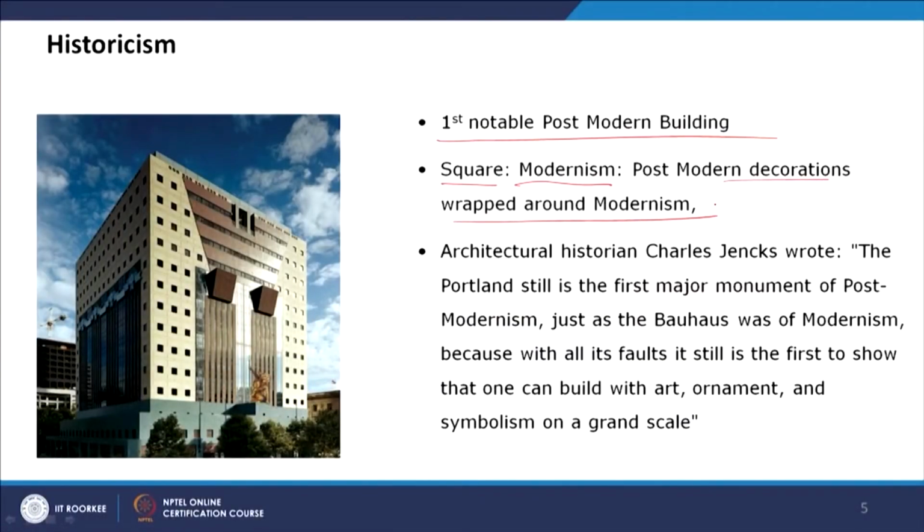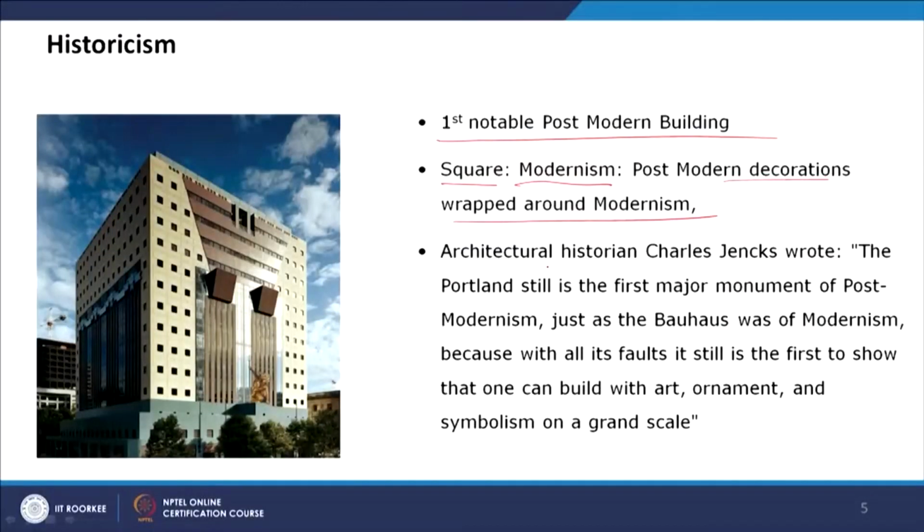This is the early stage of postmodernism, where everything in the building did not evolve as a postmodern building. It is a modern building, like a gift wrapped in a postmodern wrapper. So the facade treatment is done in a very postmodern way.